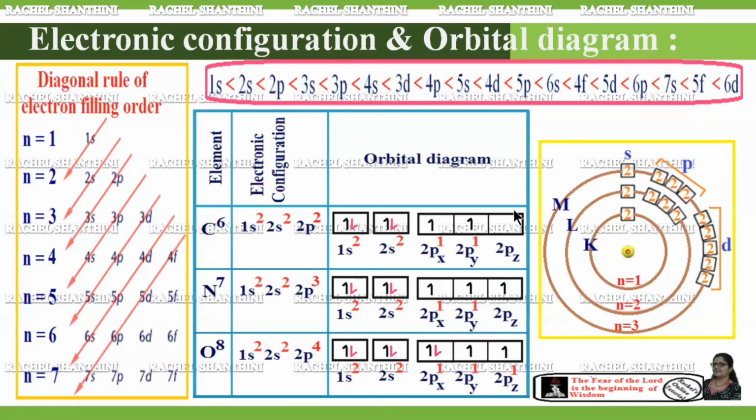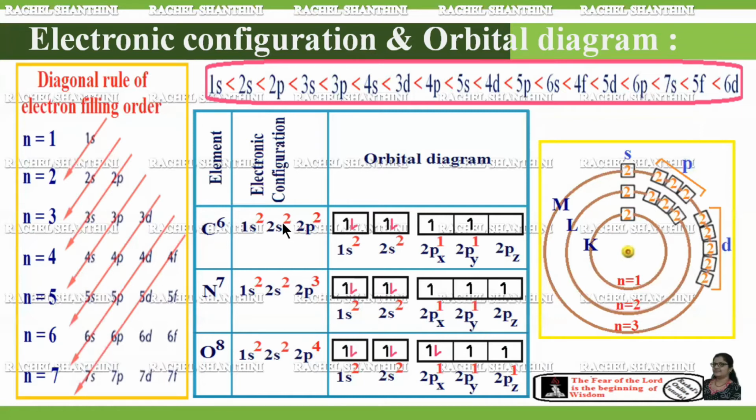So we have to draw 3 consecutive boxes. One for 2px, another for 2py, and the last one for 2pz. To represent 2 electrons in 1s orbital, we need to draw one upward arrow mark and one downward arrow mark, which represent opposite spins of electrons present in 1s orbital.